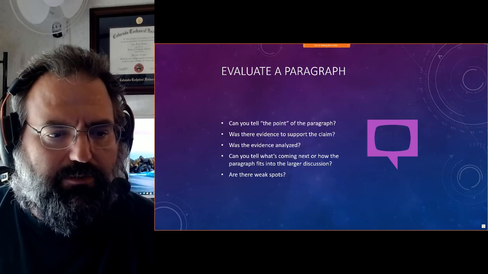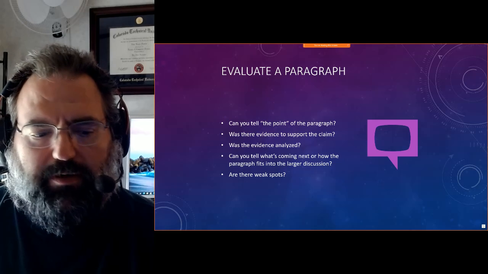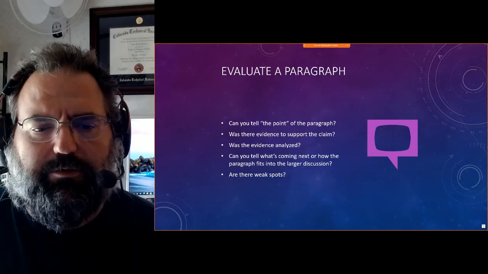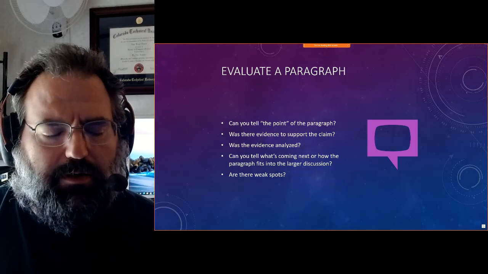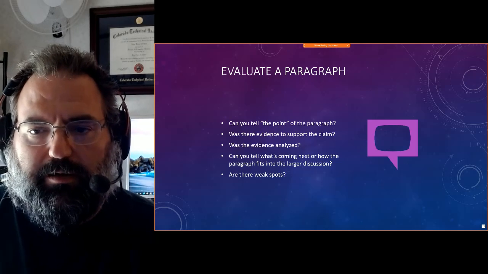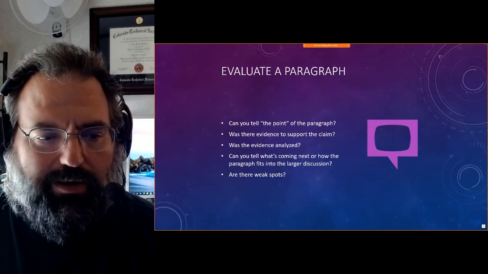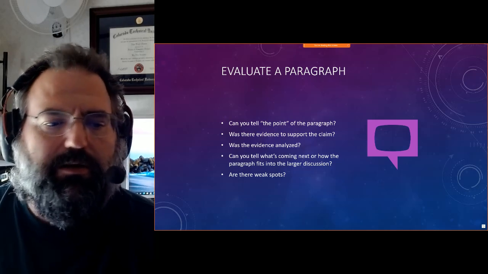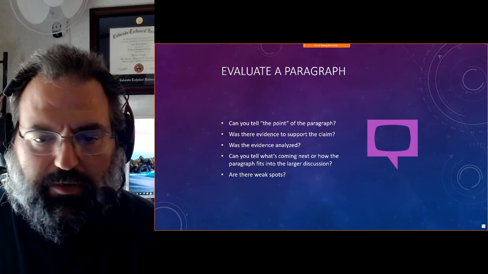So how can you tell when you did a good job? The short answer is, well, is it easy to understand? And that sounds like kind of an obvious thing to say, but you'd be surprised how many times people are less concerned with their readers understanding what they have to say than they are, I don't know, sounding scholarly or something. So make sure it is clear that the reader can tell what the point is. That's the first thing. So why does that paragraph exist? Is there evidence present? Was it analyzed? Is it tied together? Does it lead you into the next sort of sentence or the next sort of paragraph?